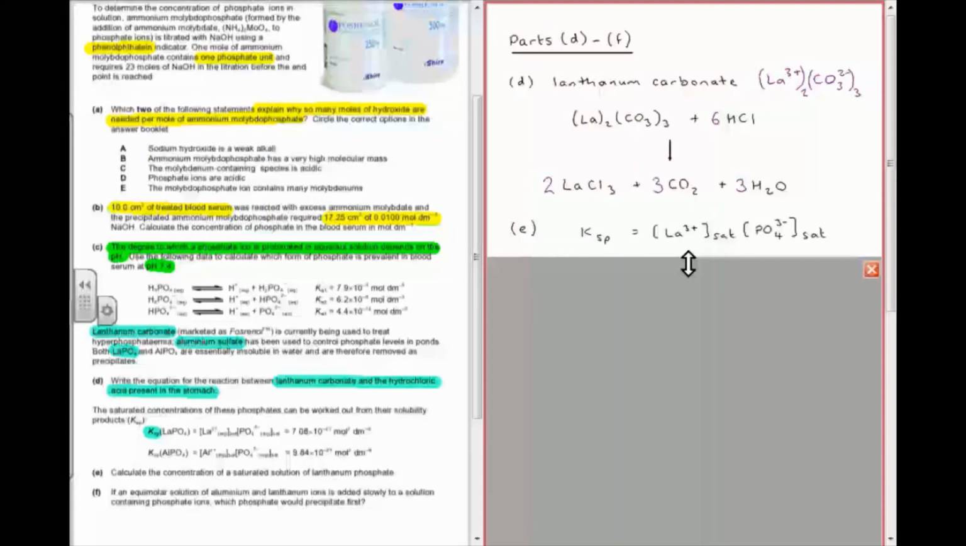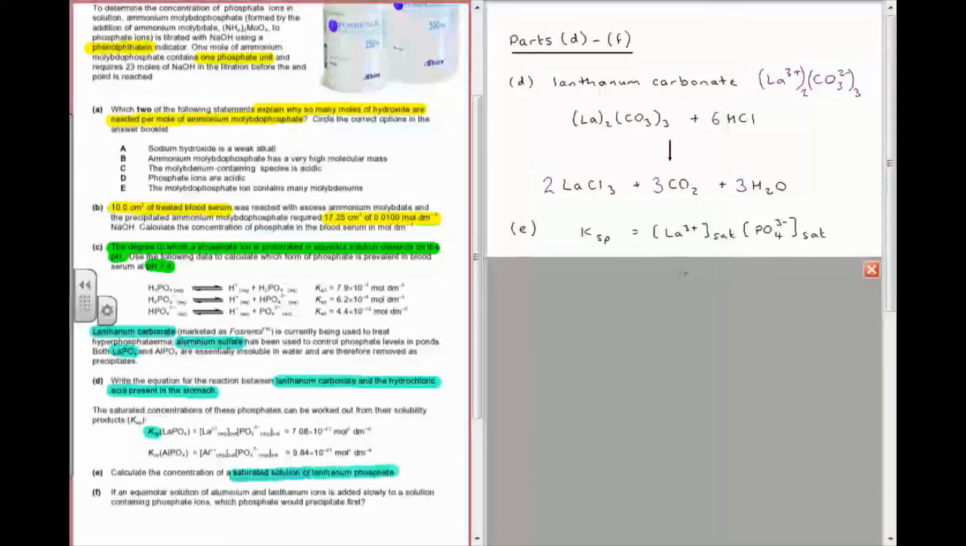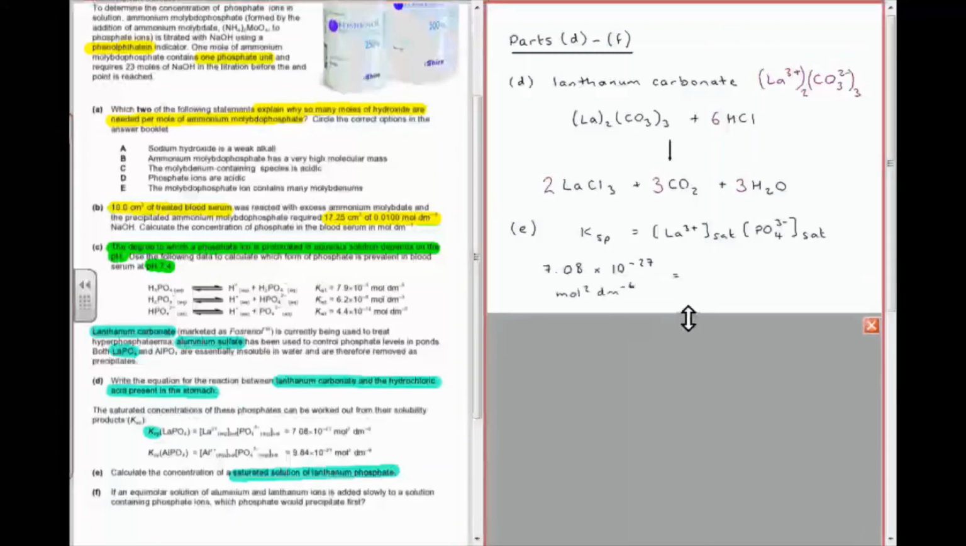Part E of the question asks you to use the values given in the question for the KSP to calculate the concentration of a saturated solution of lanthanum phosphate. Since the formula for lanthanum phosphate is LaPO4, then each mole of lanthanum phosphate contains an equal number of lanthanum and phosphate ions. Therefore, at saturation, we can say that the concentration of lanthanum ions will be equal to the concentration of phosphate ions. So knowing this, we can say that the value for KSP of lanthanum phosphate, which is given in the question as 7.08 times 10 to the minus 27, will be equal to either the concentration of the lanthanum ions at saturation squared, or it will also be equal to the concentration of phosphate ions at saturation squared.